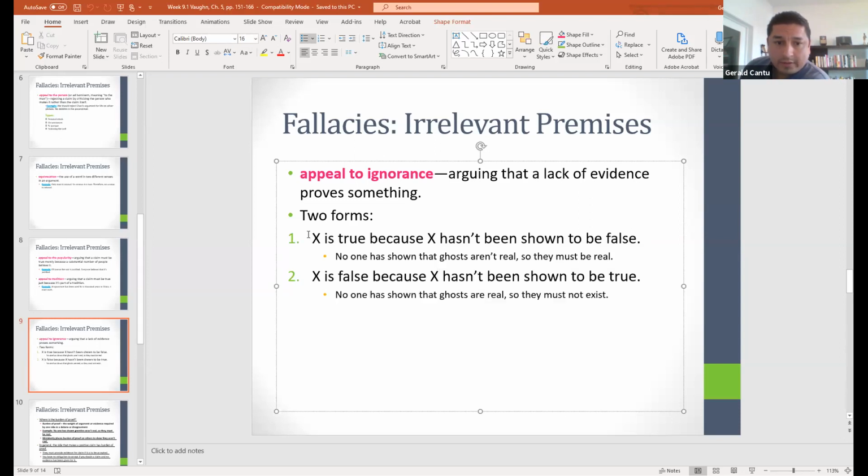But you can also argue for a positive claim, as I mentioned. You might take that very same argument about God: nobody's disproved that God exists, therefore he exists. So X might be argued to be true because X hasn't been shown to be false. No one has shown that ghosts aren't real, so they must be real. Anyways, in an appeal to ignorance, you're moving from an absence of evidence to either asserting a positive claim or denying that something exists as a result of the absence of evidence.